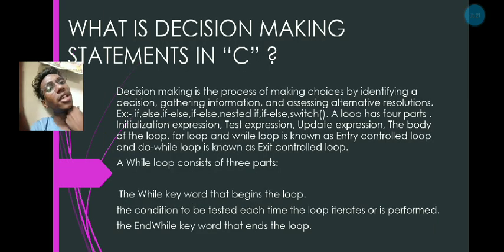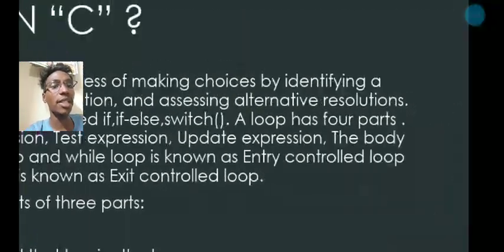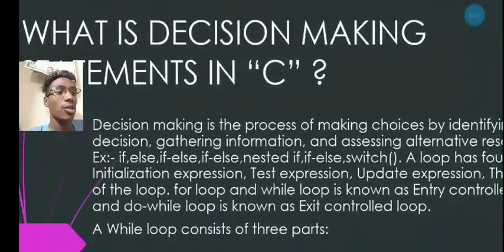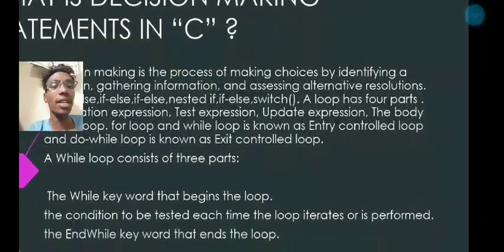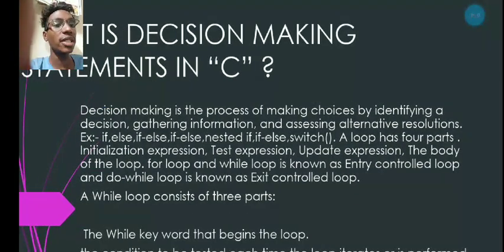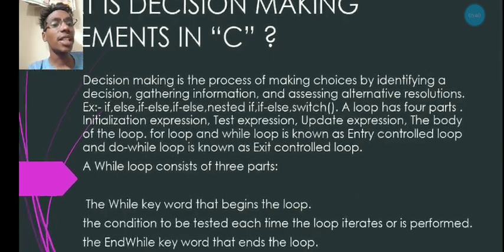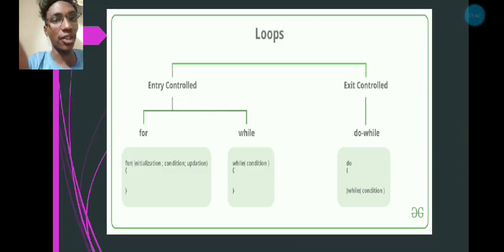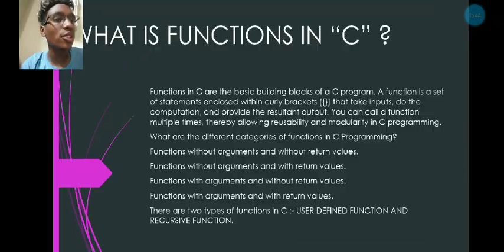What are decision making statements in C? The decision making statements in C choose by identifying a decision and gathering the information that acts as an alternate resolution. If, else, else if, switch, nested if. The if else has a condition mainly. These if else and else if are mainly used for decision making.